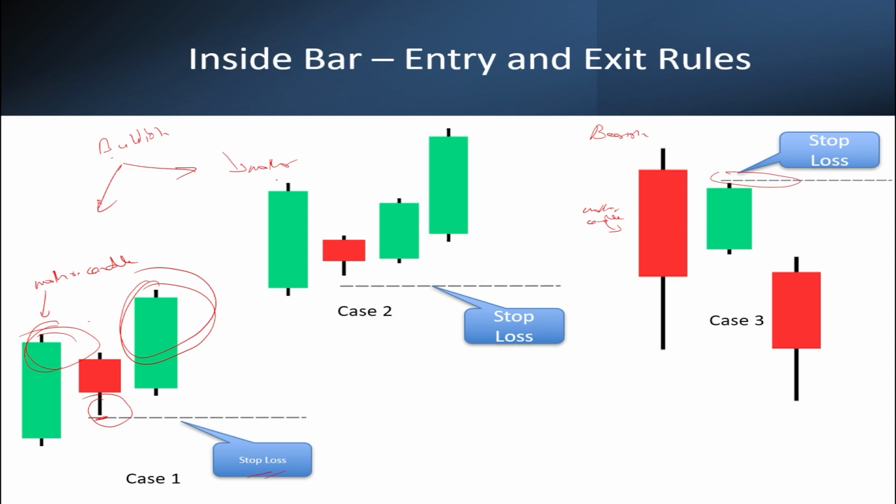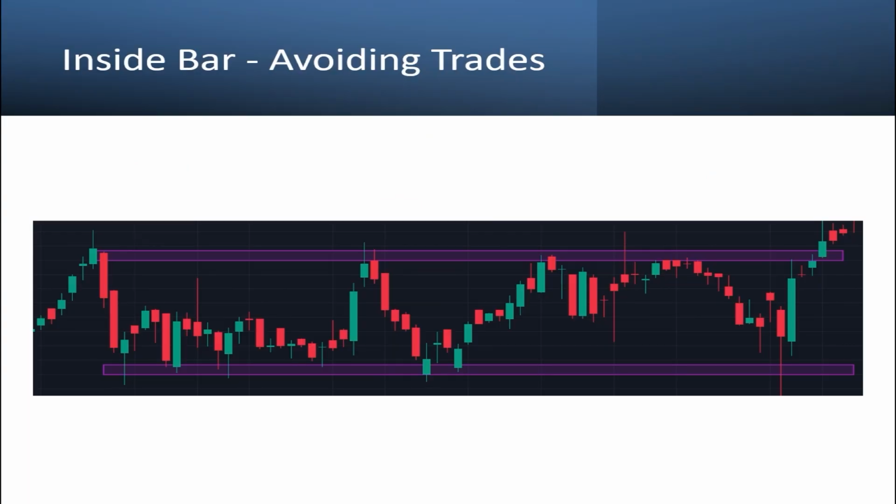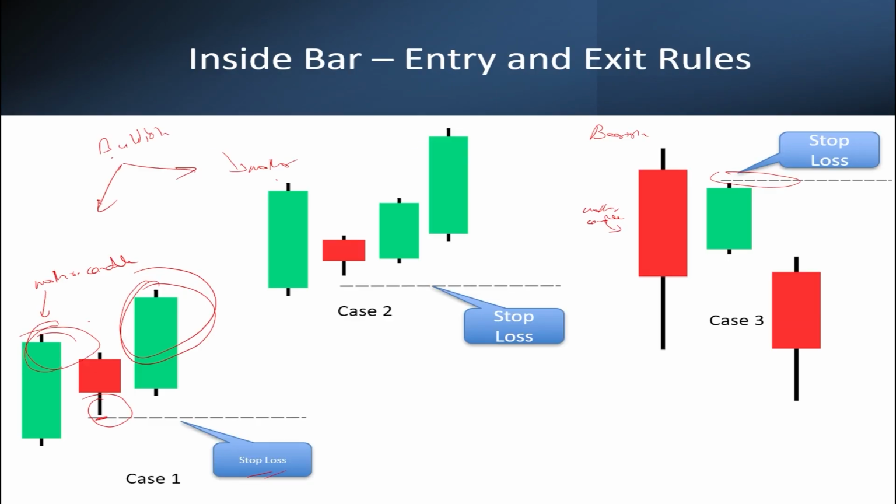This ensures that we are trading in the direction of the prevailing momentum, which will make sure that we have a high accuracy while taking the trade. Now, this is about how we take the entry. Now, how do we avoid the trades? This is really important because there are chances that you might have a similar kind of setup most of the time. But how do we avoid the traps?